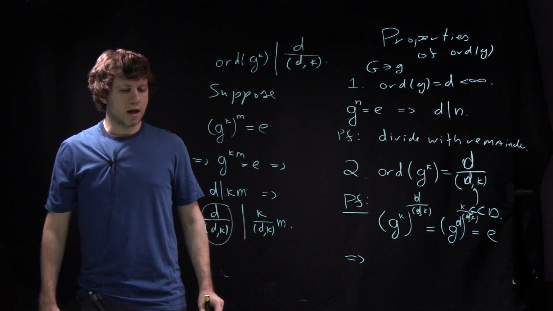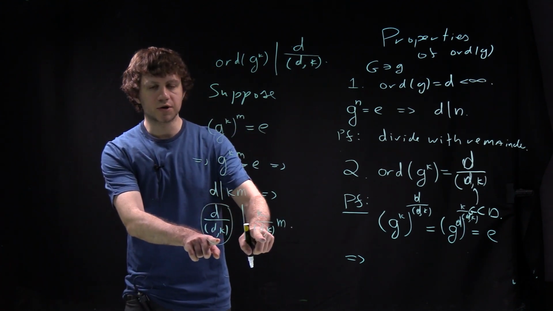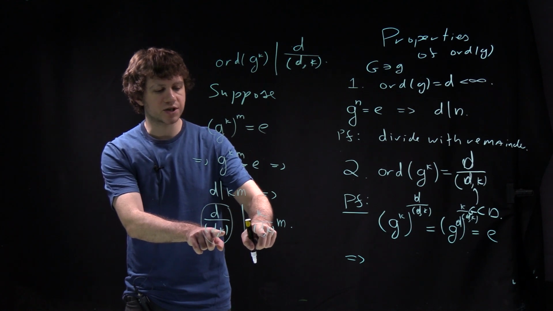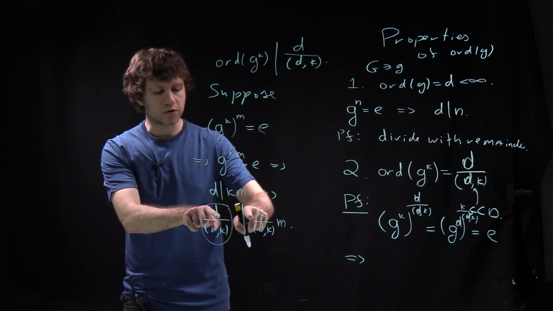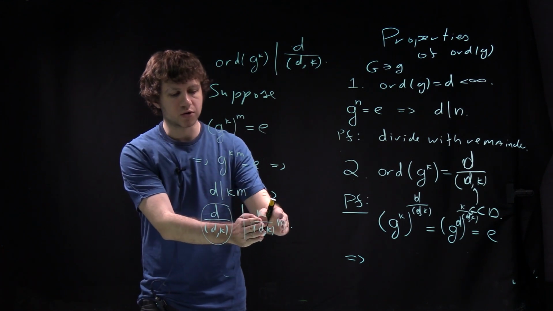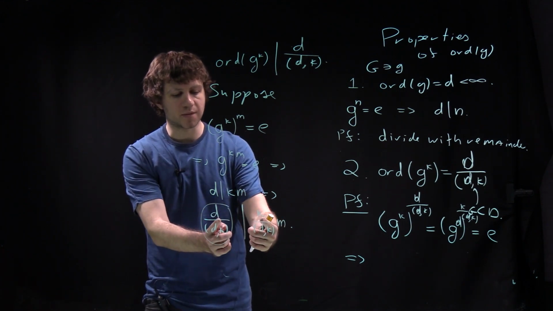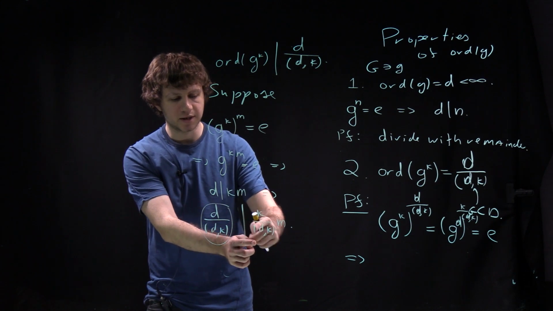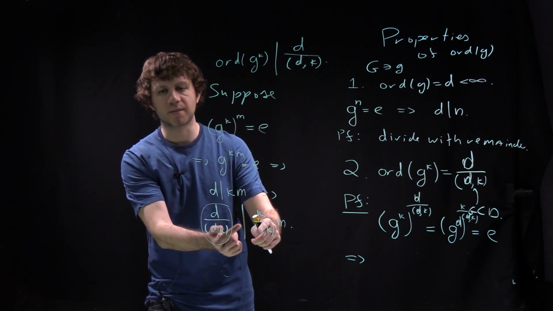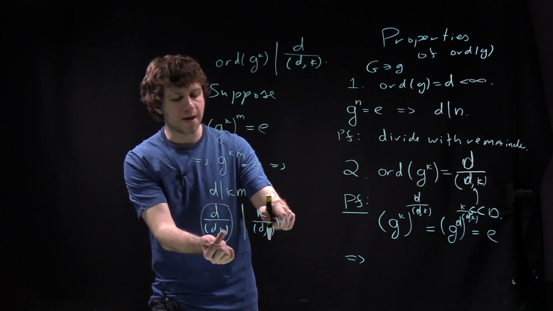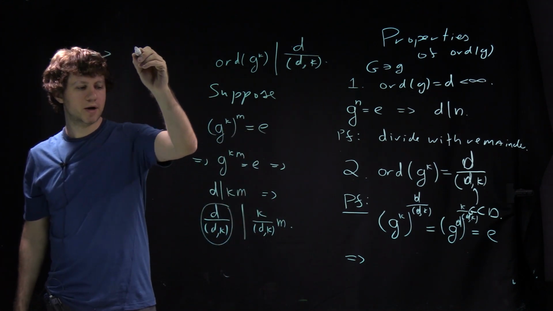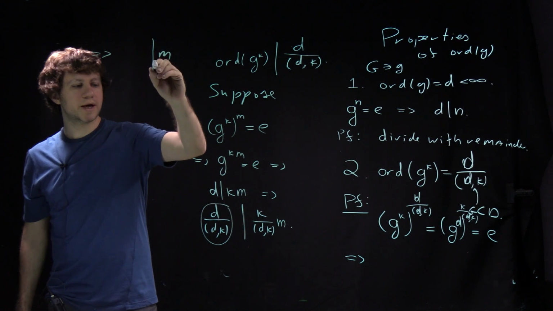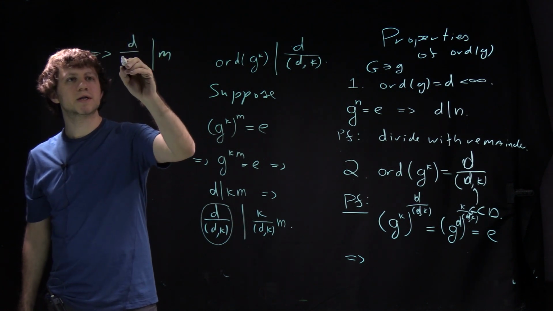Okay, and now these two numbers are co-prime, because we just divided them by their greatest common divisor. And since they are co-prime, if m times k over the gcd is divisible by d over the gcd, it means that m is divisible by d over the gcd. So this implies that m is divisible by d divided by the greatest common divisor.